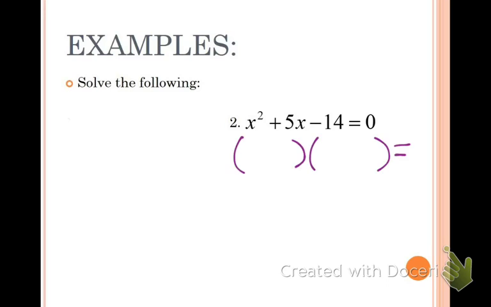When there's not a number except for a 1 in front of the x squared, we can go straight to our parentheses. What's going to go in the front of both of them? An x. What are the signs going to be?